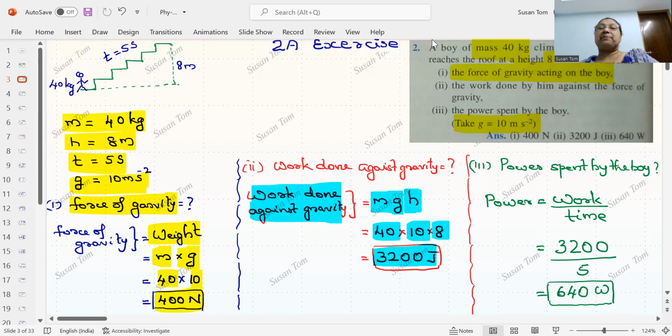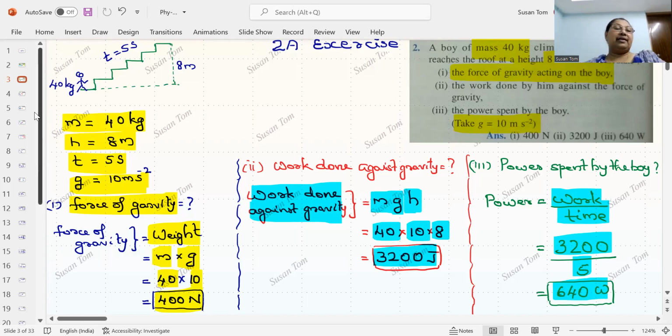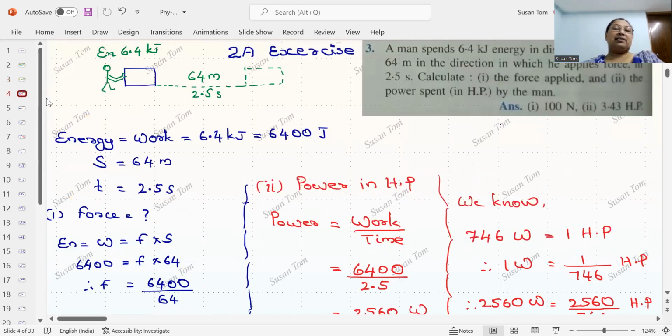Third portion is power spent by the boy. Power is equal to the work done upon time. 3200 by 5, you are getting 640 watt. All the answers are given in the question under that.